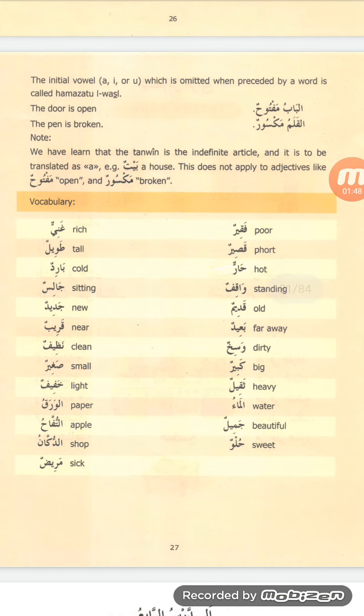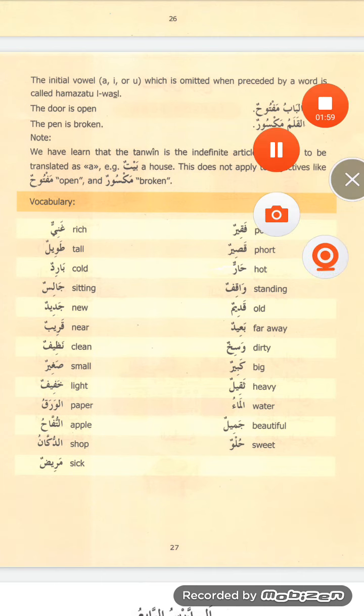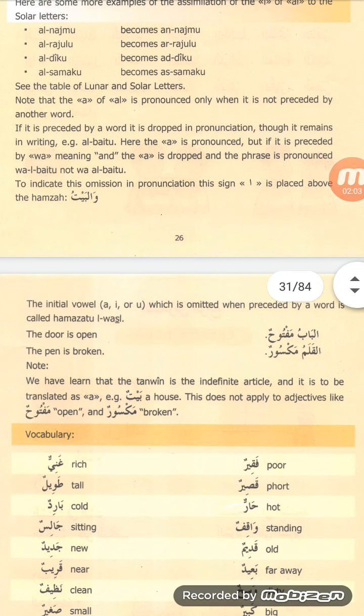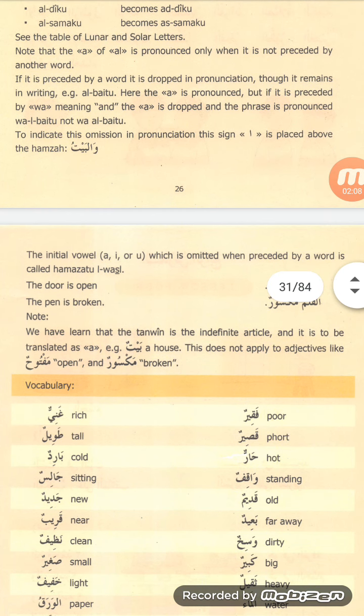The initial vowel a, i, or u which is omitted when preceded by a word is called hamzatul wasl. So to indicate this omission in pronunciation, this sign is placed above the alif. So when we say wal baytu, we will not recite the alif, we won't say wa al baytu.